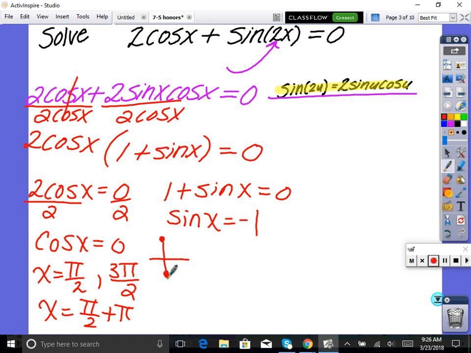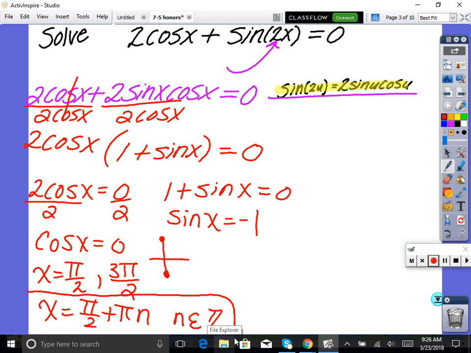So we would say pi halves plus pi n, and then remember that thing we talked about where n belongs to the integers, which means positive, negative, and 0. So where n belongs is like a fancy e, and then the integers is a fancy Z. So there's our one solution.